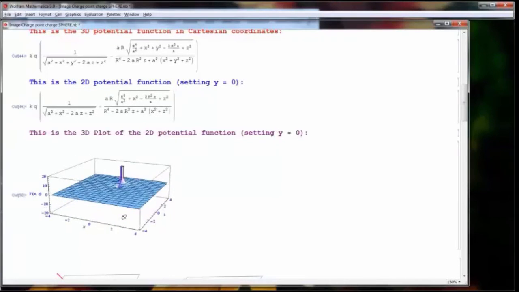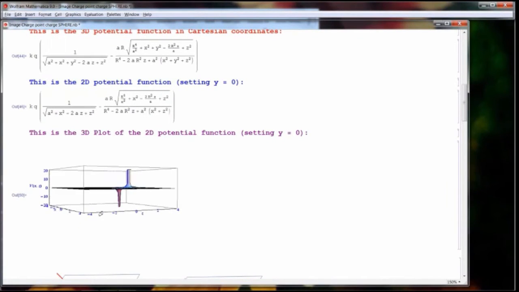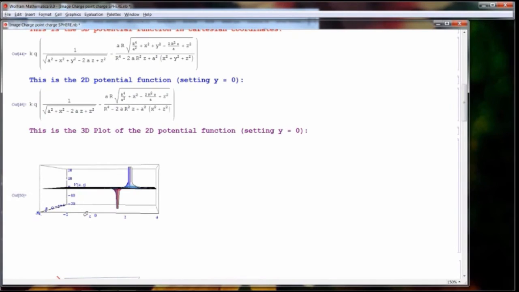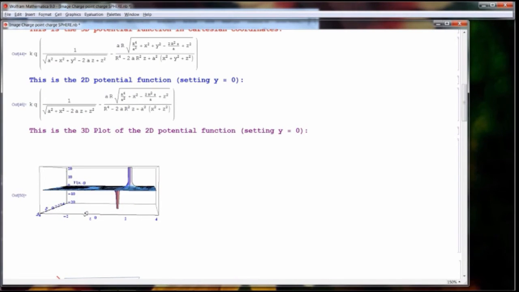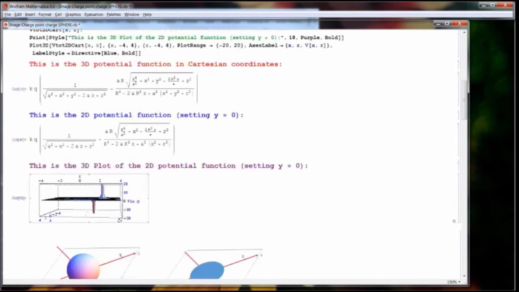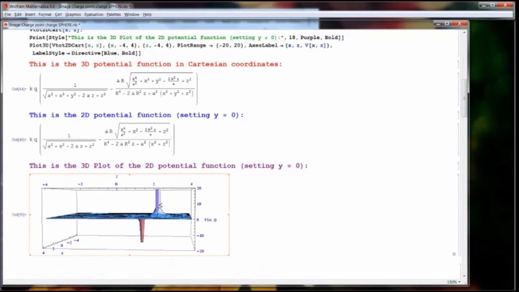Now what I want you to notice is that the image charge is here. So that's inside the sphere. If you go to that particular point, you get an infinity. And if you go to the point Q, you get an infinity. And so that's why we have these two structures here. Now remember, Q prime is less than Q, and so that's why this looks a little bit bigger. It goes up quicker because of the bigger charge.